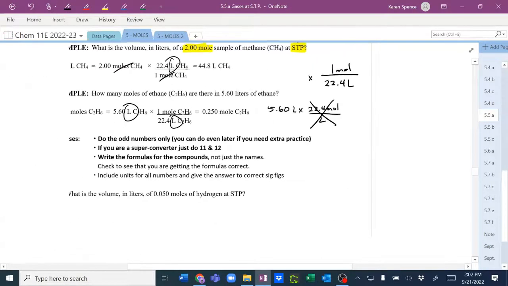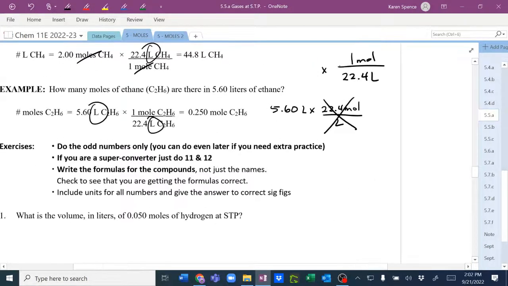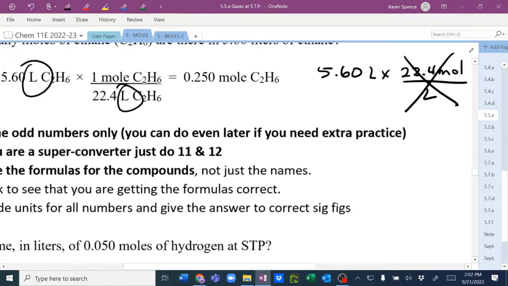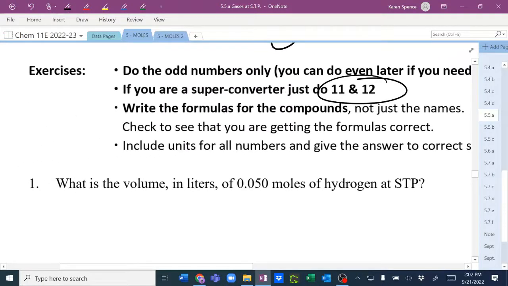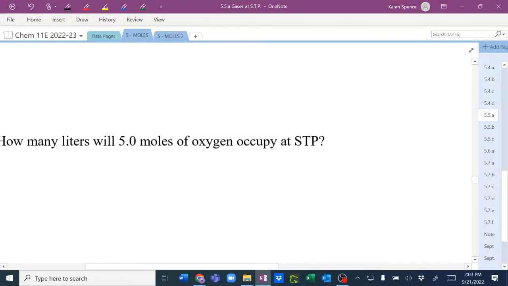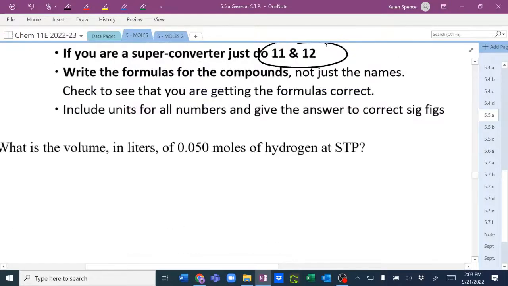I'm not going to give you time to do these right now. If you are a super converter, you can just go do 11 and 12. Do you guys feel like you're super converters? Do you want to go do 11 and 12 right now? Go try 11 and 12. See how they go.